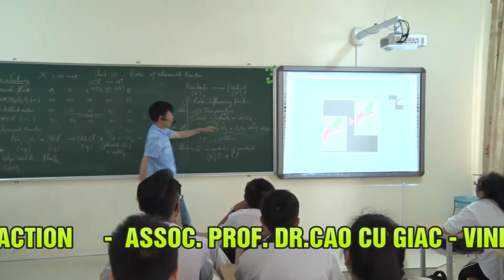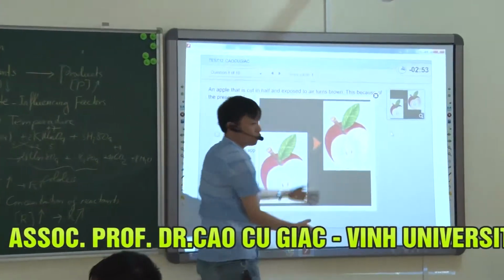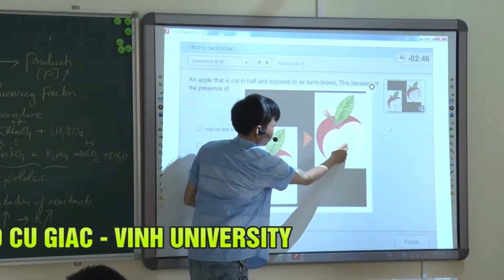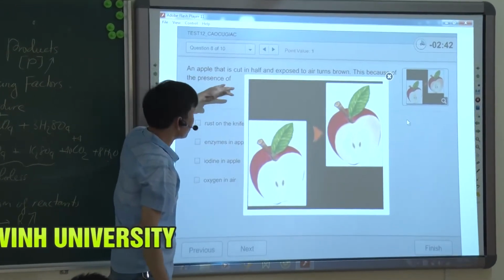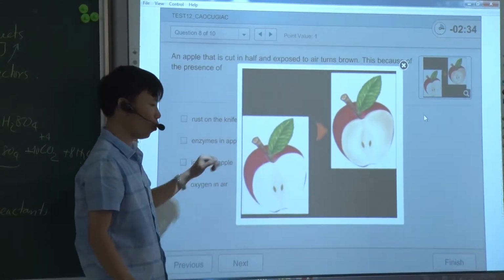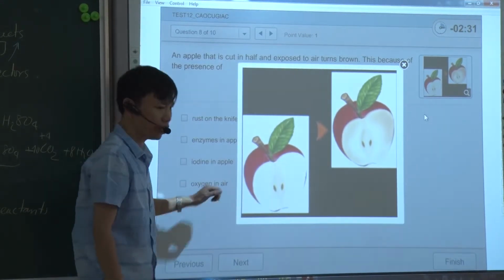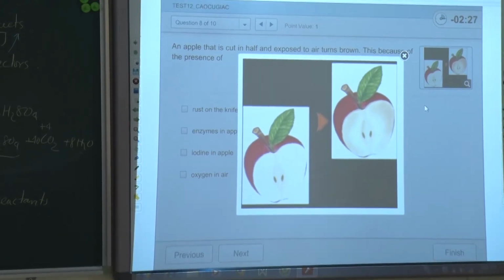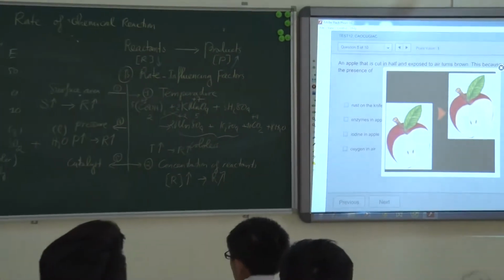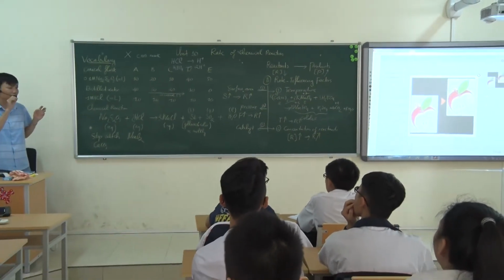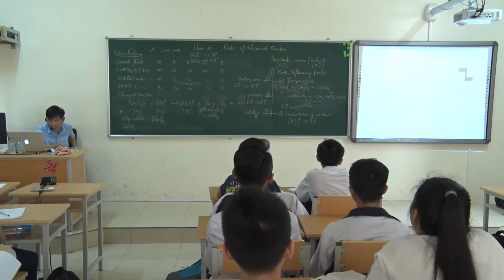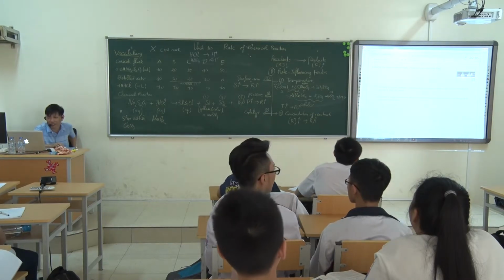Now, an apple that is cut in half and exposed to air turns brown. Okay, this is because of the presence of what? Rust on the knife? Enzymes in the apple, oxygen in the air. Okay, oxygen in air, enzyme in apple. We can collect two answers: enzyme, oxygen.